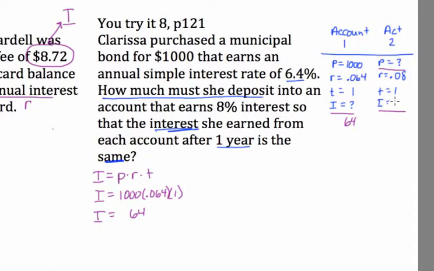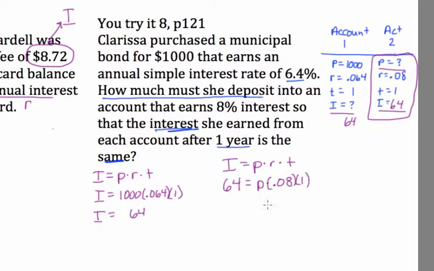Now I want our interests to be equal, so I'm going to put a 64 here. Now I'm going to use this information to solve for the principal. Again, write your equation. I know the interest will be 64. I don't know the principal. I know the rate will be 0.08, and the time will be a year. 0.08 times 1 is 0.08.